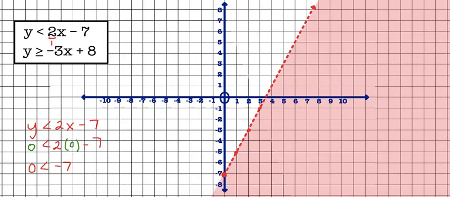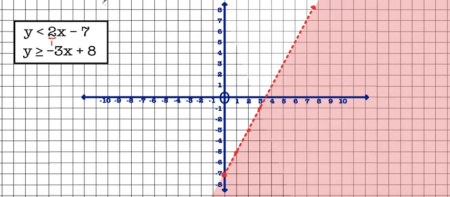And it'll look just like that. Remember that we're able to use 0, 0 because this line does not fall on 0, 0. If it does, then you have to pick another coordinate. So our next inequality is y is greater than or equal to negative 3x plus 8.